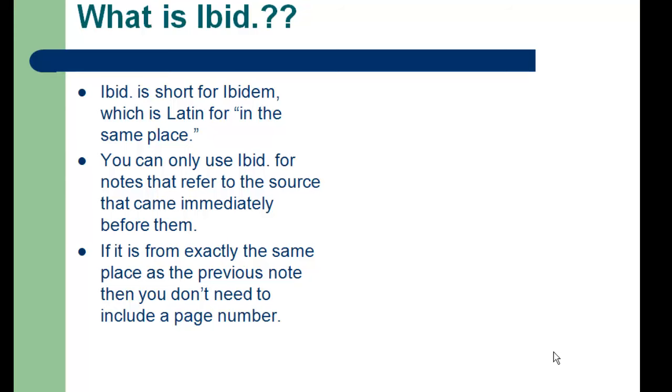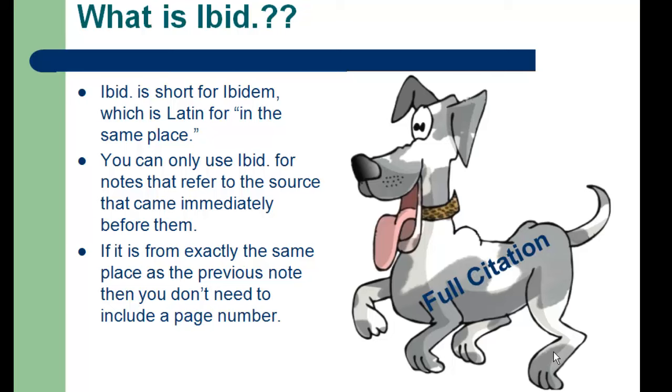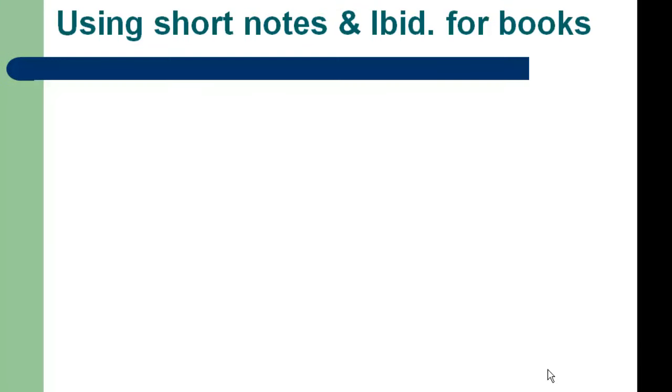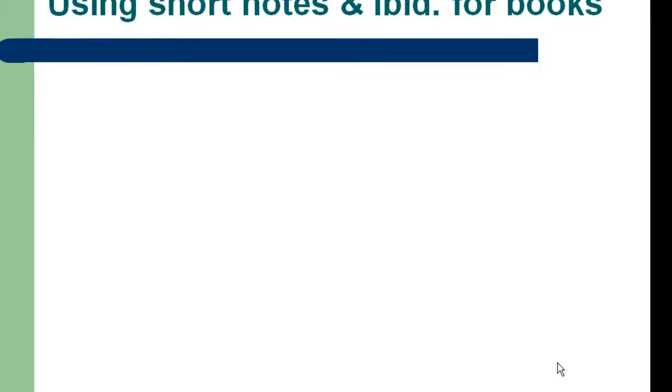If it helps, maybe you want to think of it this way. First comes your full citation. And then if you want to use an ibid, if your second note is pointing to that first note, then you can use ibid. So ibid follows behind. Let's take a look at a footnote list using a combination of short notes, ibids, and of course full notes for books. These are all going to be book examples.